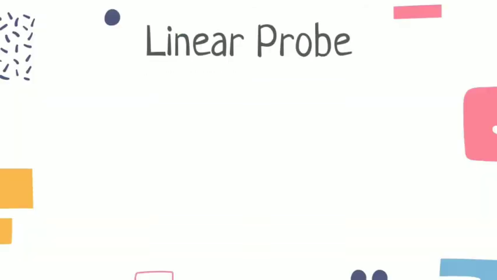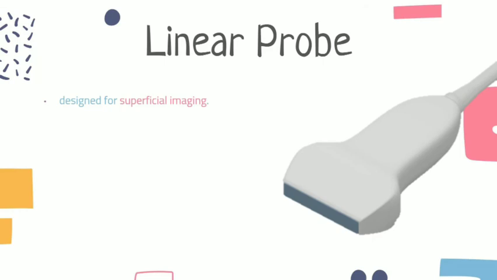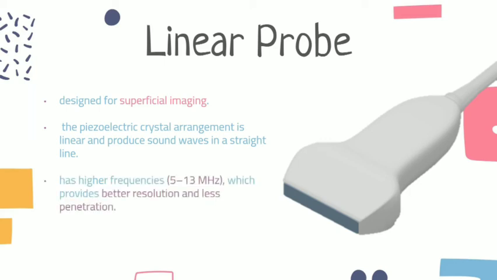Linear probes are usually used for superficial imaging. The piezoelectric crystal arrangement is linear and produces sound waves in a straight line. It has a higher frequency, which is 5 to 13 MHz, which gives better resolution but less penetration.